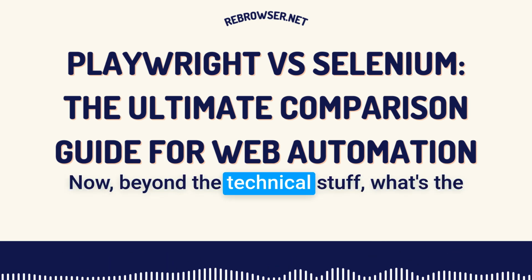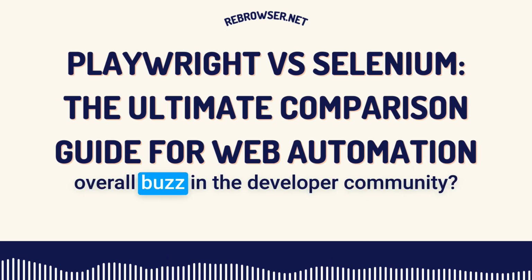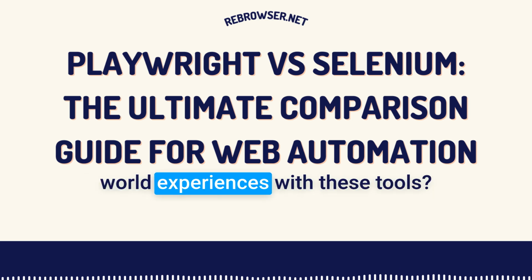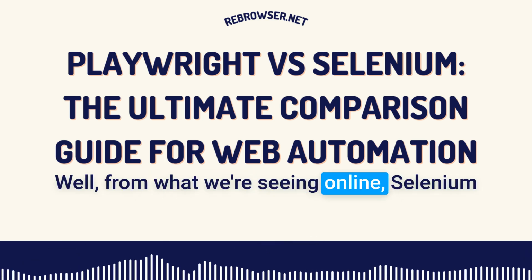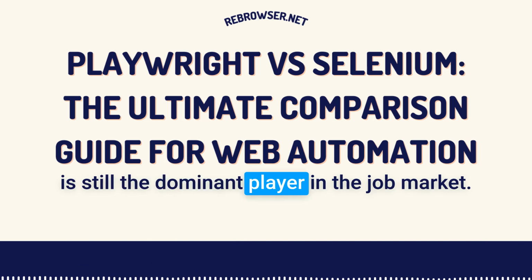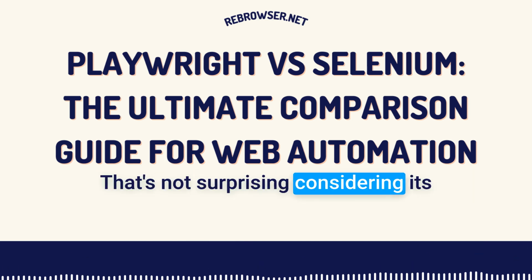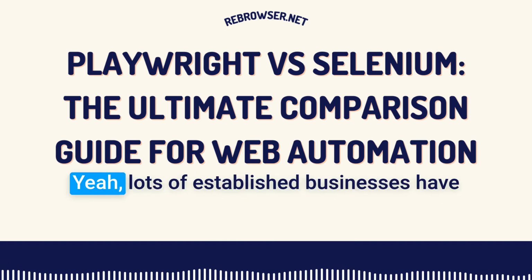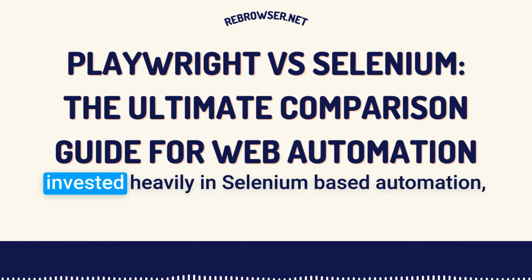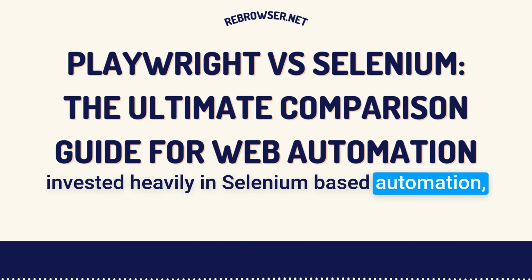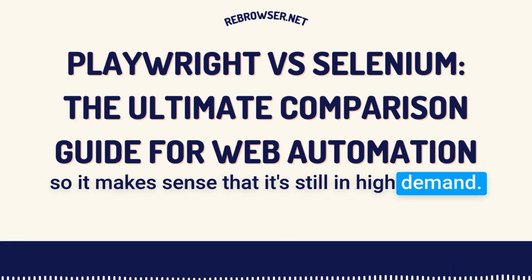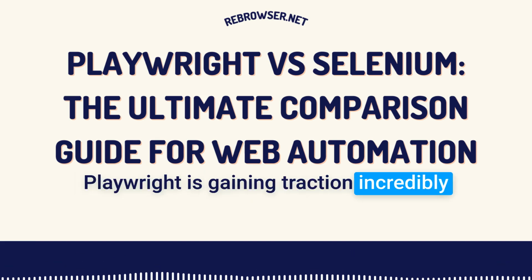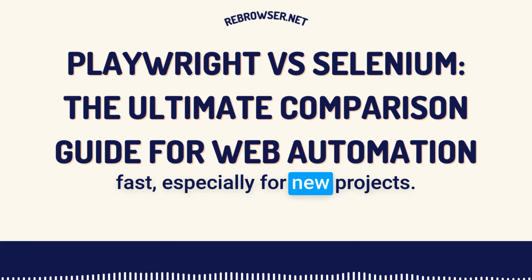Now, beyond the technical stuff, what's the overall buzz in the developer community? What are people saying about their real-world experiences with these tools? Well, from what we're seeing online, Selenium is still the dominant player in the job market. That's not surprising considering its long history and how widely it's been adopted by companies over the years. Yeah, lots of established businesses have invested heavily in Selenium-based automation, so it makes sense that it's still in high demand. Right. But the article also highlights that Playwright is gaining traction incredibly fast, especially for new projects.